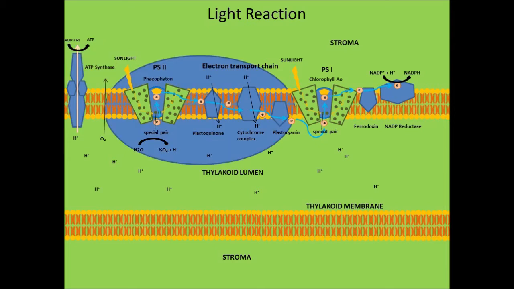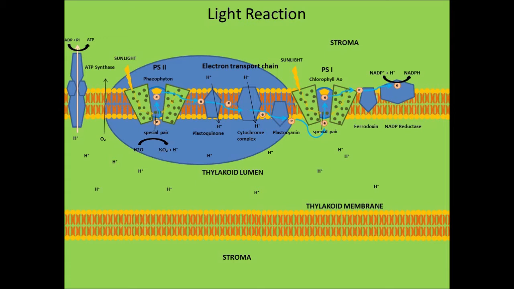The primary electron acceptor, or pheophytin as it is also known, in photosystem 2, having accepted an excited electron from the special pair, will now transfer the electron to an organic molecule known as plastoquinone. From there, the electron will pass through another molecule called the cytochrome complex before moving on to plastocyanin, a protein that contains copper. As the electron moves along this chain, it loses energy at each step.